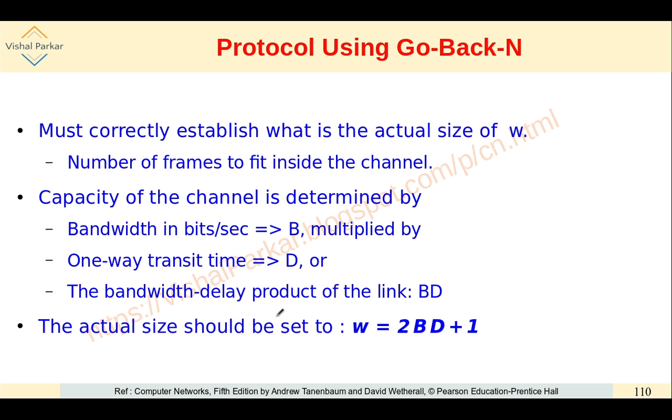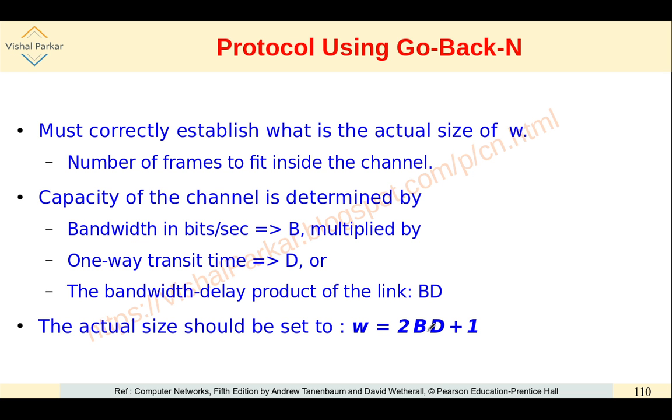Now it has been calculated that the proper value of W should be made equal to 2BD plus 1. We have already seen that the bandwidth delay product is BD. So 2BD, that means double the bandwidth delay product, plus 1.